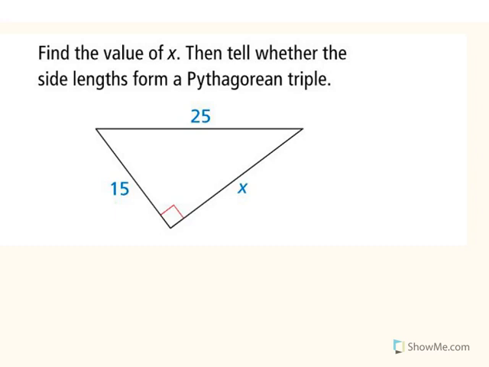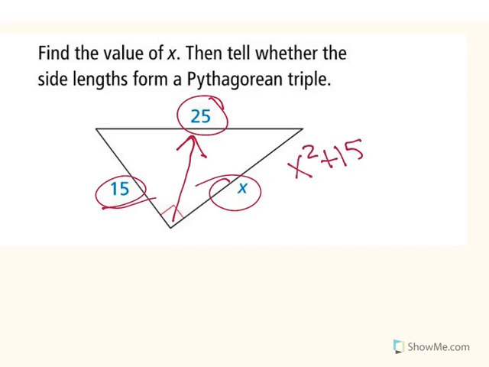Okay, so on this one, we know we need to figure out what the hypotenuse is. Oh, the hypotenuse is 25. So that means this is our A and our B. Doesn't matter which one's which. So that means we've got x squared plus 15 squared. Again, you could do that in the other order. Most people like to put their x first.